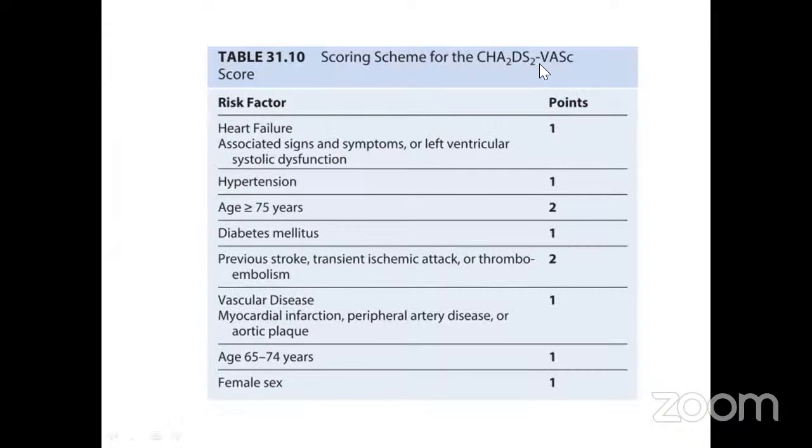This is the CHA2DS2-VASc score, which estimates the stroke complications in atrial fibrillation cases. It has risk factors such as heart failure, associated signs and symptoms of left ventricular systolic dysfunction, hypertension, age more than 75 years, diabetes mellitus, previous stroke, transient ischemic attacks, vascular diseases, myocardial infarction, age 65 to 74 years, and female sex.